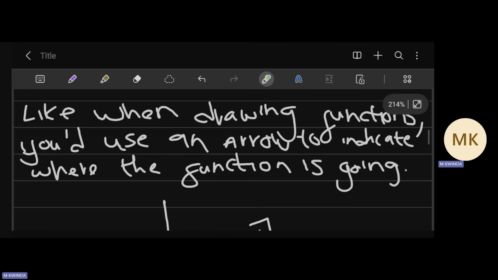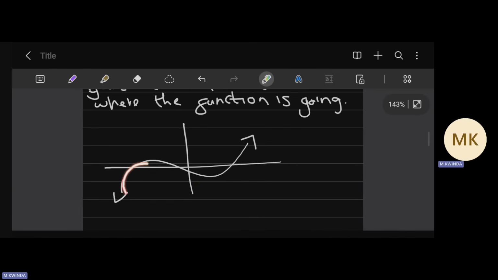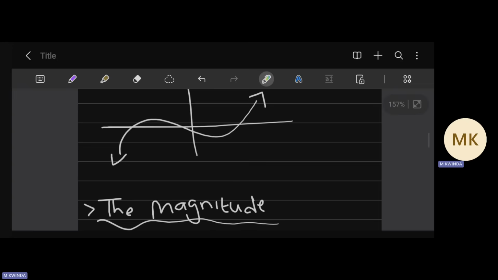Like when drawing functions, you'd use an arrow to indicate where the function is going. I made an example here. So you'd have something like that to show that the function is going up in this direction and is going down in that direction.